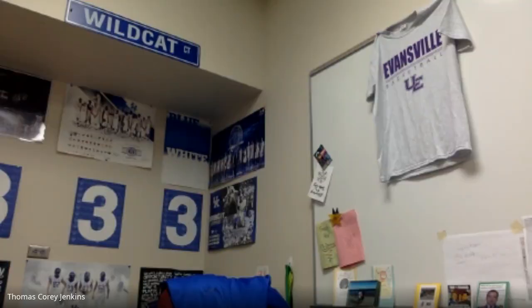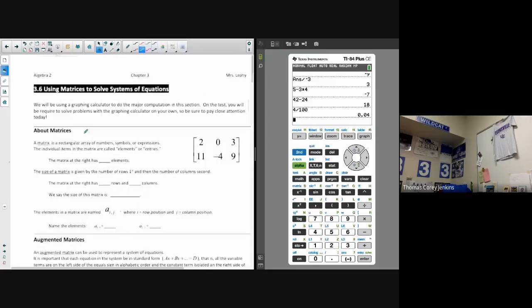Okay, this says the matrix at the right has how many elements? Elements are just all the numbers. So it has 1, 2, 3, 4, 5, 6 elements. All right, and so the size of a matrix, this is more important here. The size of a matrix is given by number of rows first and then number of columns second, right?